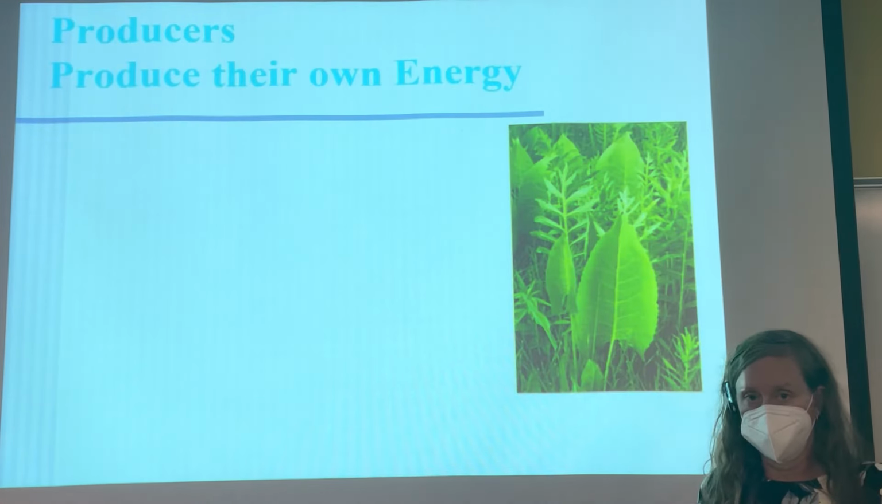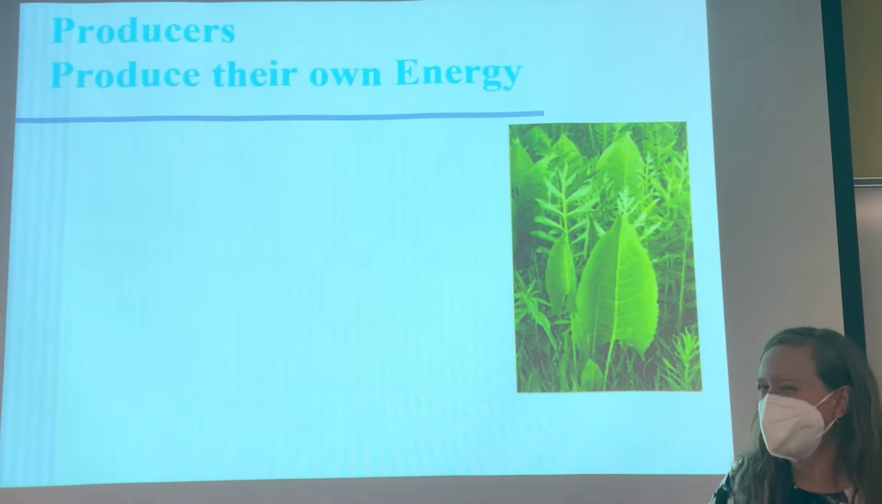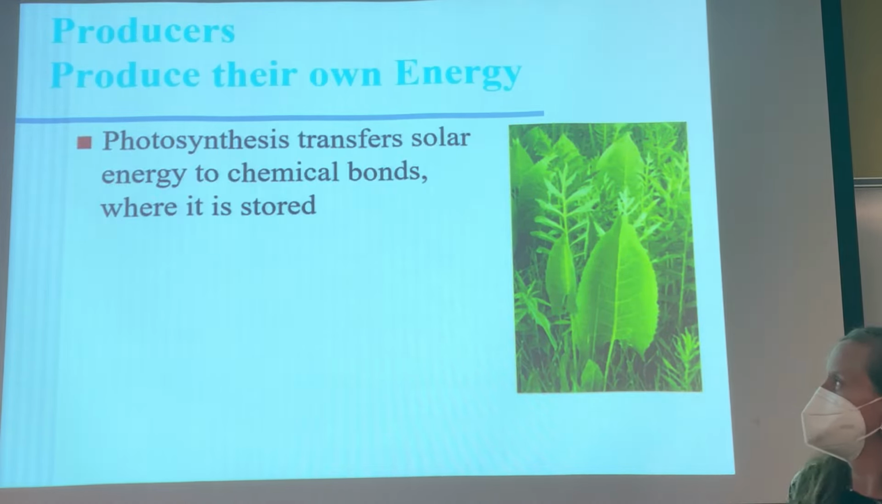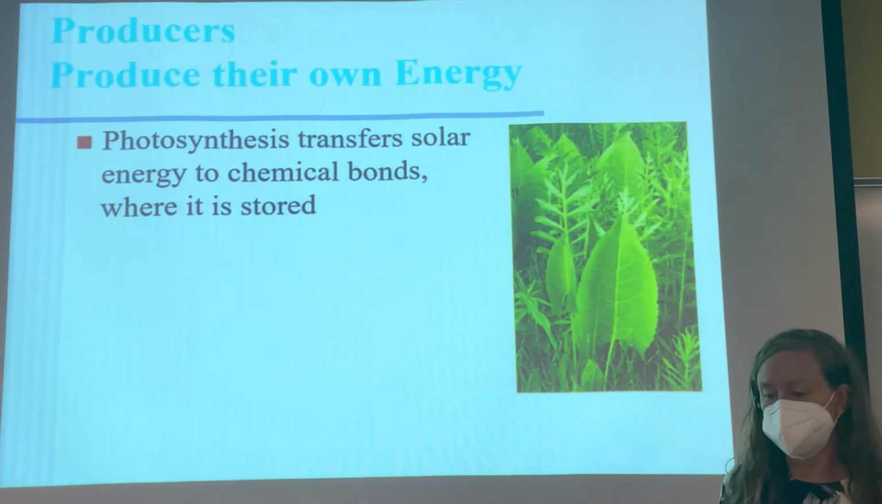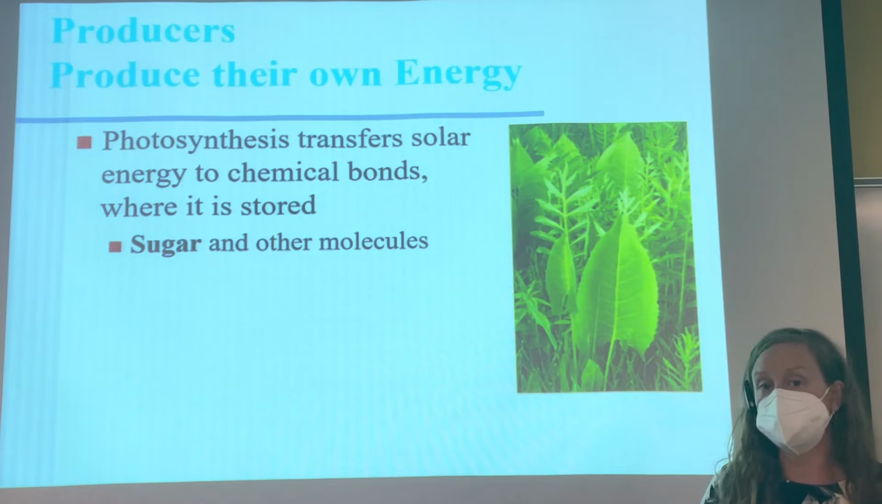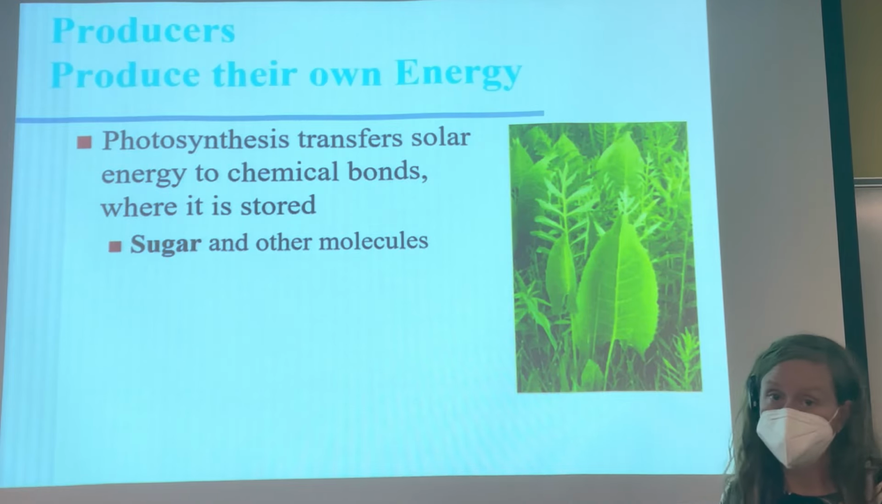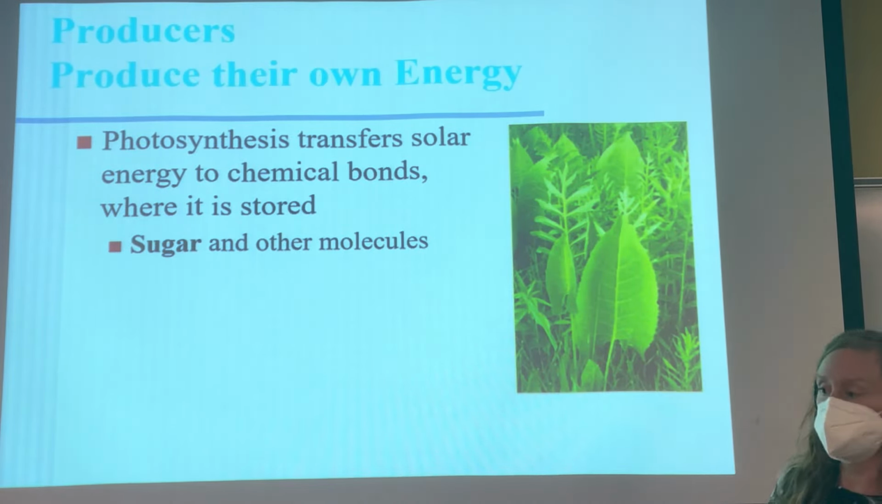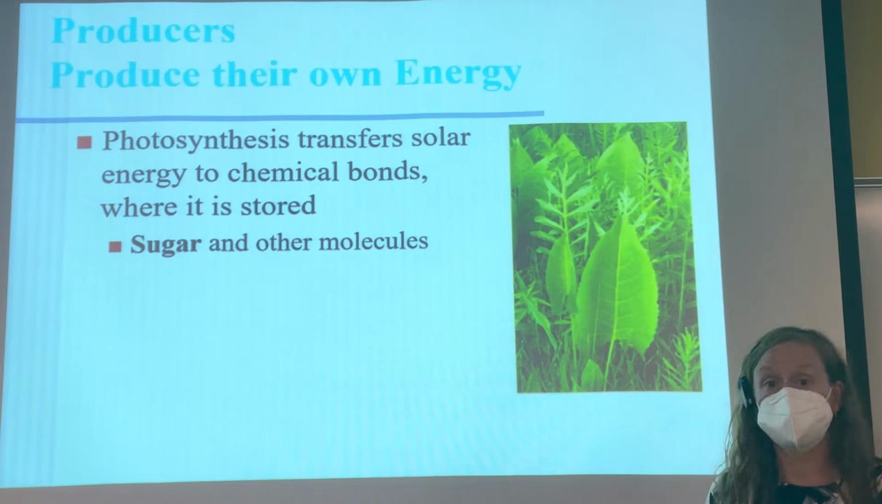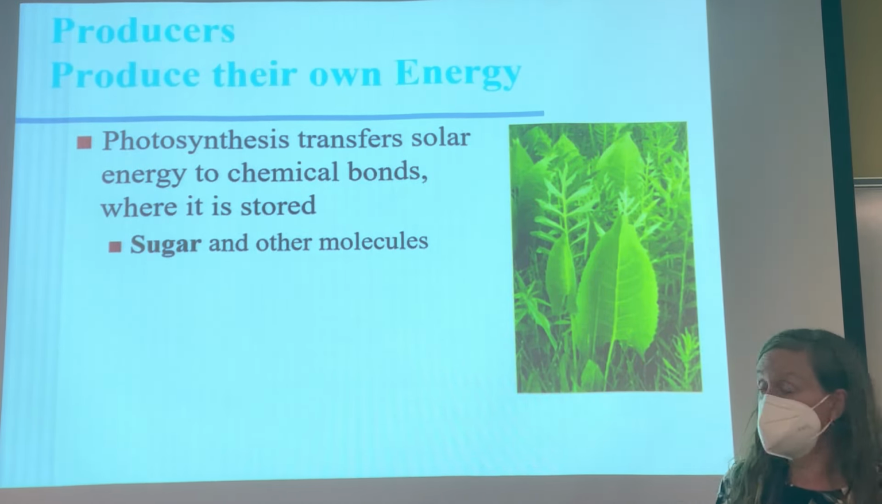So let's talk a little bit more about these producers. Producers produce, I like that, they produce their own energy. So they do this through photosynthesis. What's created are sugars, and then sugars can go into other metabolic pathways to make things like complex carbohydrates or complex sugars, other carbohydrates, proteins, fats, and the variety of other kinds of foods out there.